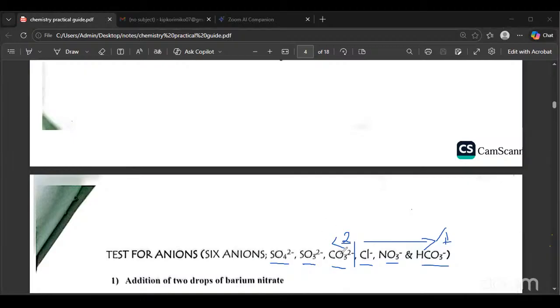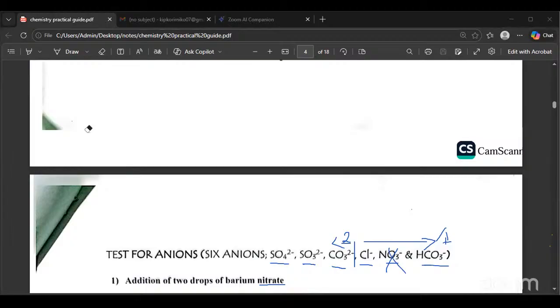Before I wrap that one, let me just tell you something. When you see nitrate, you're adding something that is a nitrate, for example sodium nitrate or aluminum nitrate. Anything that is a nitrate, you know you are not testing for nitrate. So it becomes easy. If you see add barium nitrate, you go back to salts and remember.